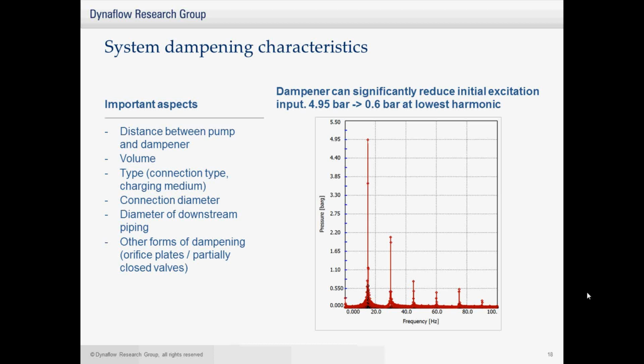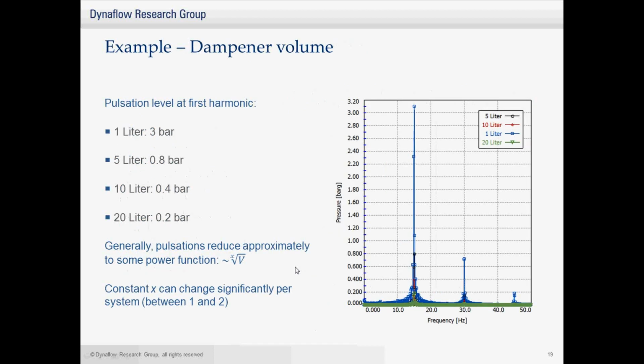So on the right you can see a quick example of how a dampener can reduce pressure fluctuations. Initially we have a pressure fluctuation of almost 5 bar, which is the red peak here at the lowest harmonic. Other pressure pulsations are lower at higher harmonics. And then when we add the dampener, it's almost hard to see, but here in black you see a circle, and that's around 0.6 bar. So that's with a dampener. So it's definitely a significant change.